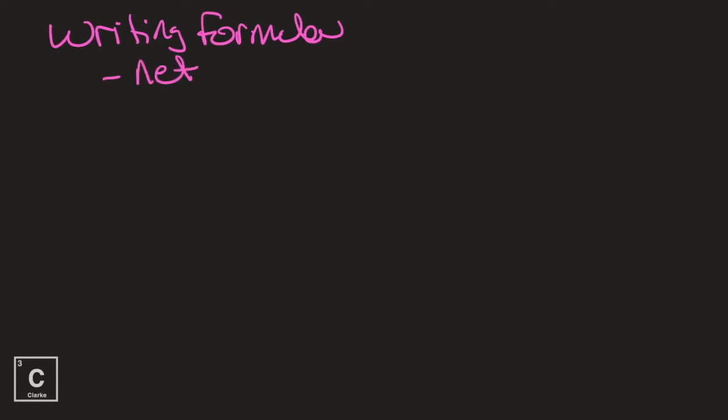Okay, so back to writing the formula. When we're writing the formula for an ionic compound, the number one rule to remember is that the net charge has to be 0. Has to be 0. That's the number one rule. I'm just going to go ahead and write a name, and we're going to write the formula, and I'm just going to show you how to do it as we go.